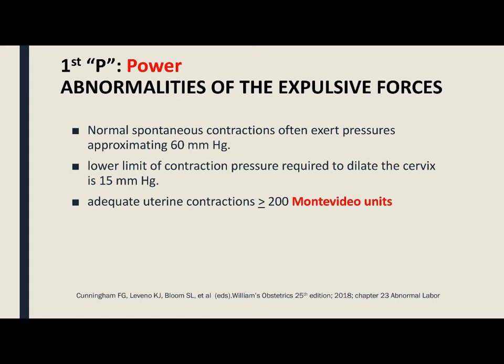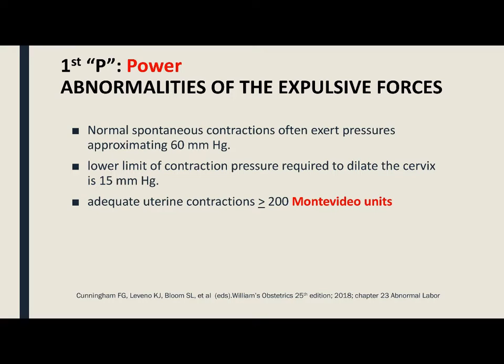They also reported that in addition to a gradient activity, the onset of the contractions differed in the fundus, mid-zone, and lower uterine segments. These stimuli start in one cornu and then several milliseconds later in the other cornu. The excitation waves join in the middle and then sweep over the fundus and down the uterus towards the cervix. Normal spontaneous contractions often exert pressures approximating about 60 mm Hg. However, the lower limit of contraction pressure that is required to dilate the cervix is just about 15 mm Hg.